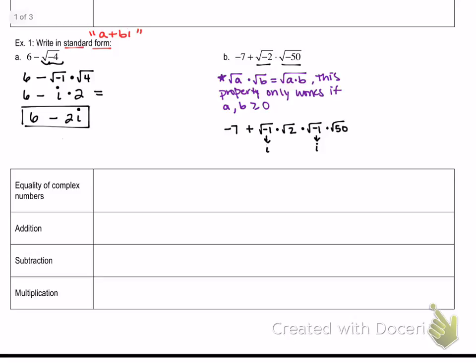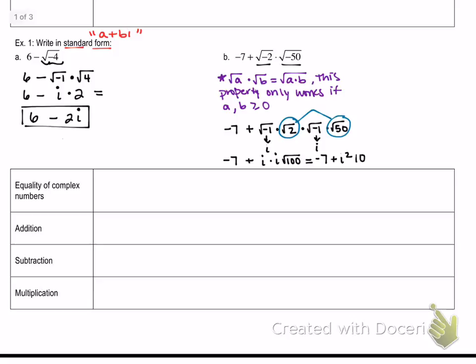And now notice that I have the square root of positive 2 times the square root of positive 50, and now I can use that property and combine them. So I will get negative 7 plus i times i, and when I combine those two radicals, I will get the square root of 100. So as we keep simplifying, this becomes negative 7 plus i squared, and then the square root of 100 is 10.